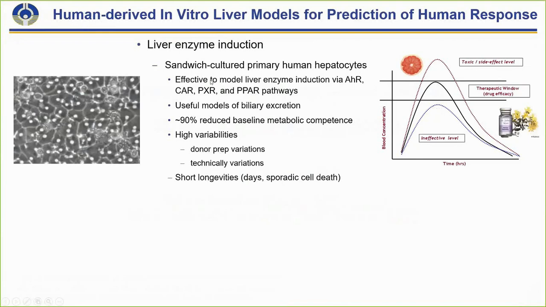And these models are great in the sense that they not only model nuclear receptor signaling, but they also retain biliary excretion modeling and uptake transport. However, in ripping those cells out of the native architecture and putting them into a more two-dimensional configuration, they do lose about 90% of their xenobiotic metabolism enzymes, including CYP3A4, sort of the prototype clearance compound. And they also have other challenges related to high variabilities and technical sensitivities to handling. And they're also short-lived. The best cultures might last for 1 week or so in a standard sandwich cultured configuration.